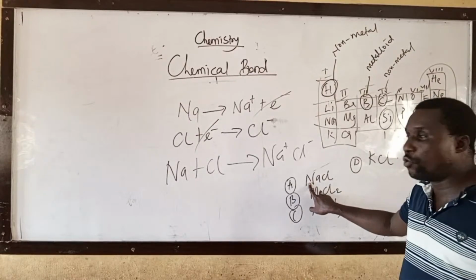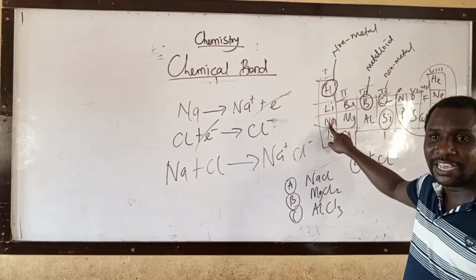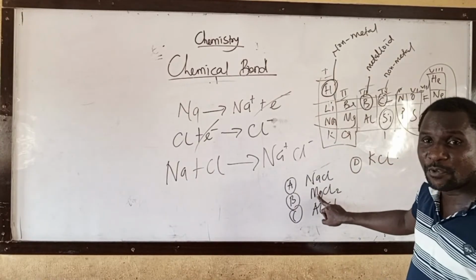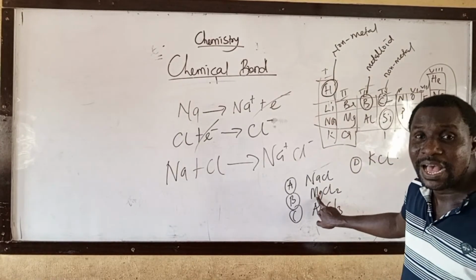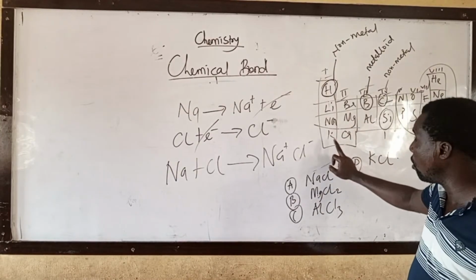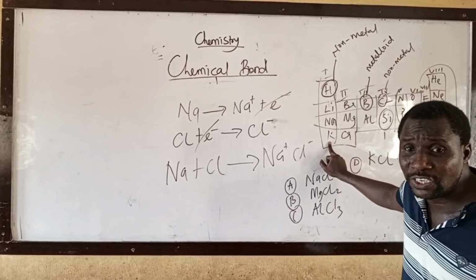Sodium can be found in what group? Group 1. How many electrons do they have on their atomic shell? 1. Magnesium can be found in what group? Group 2. How many electrons on their atomic shell? 2. Potassium can be found in what group? Group 1. How many electrons on the atomic shell? 1.